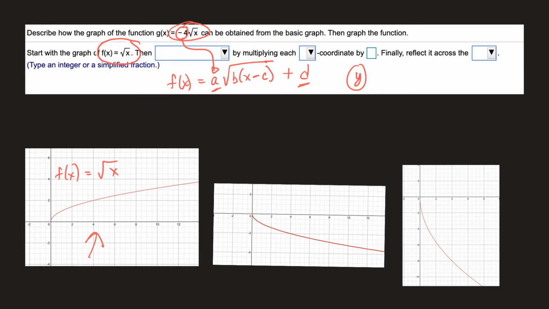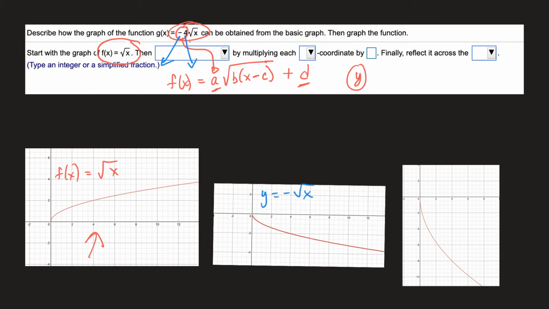So start with the graph of that, and then I'm just looking at the order that they're doing it in. So they're looking at the negative number, or the negative sign there, and they're looking at the 4 separately. So I think that they're wanting to look at the 4 first.